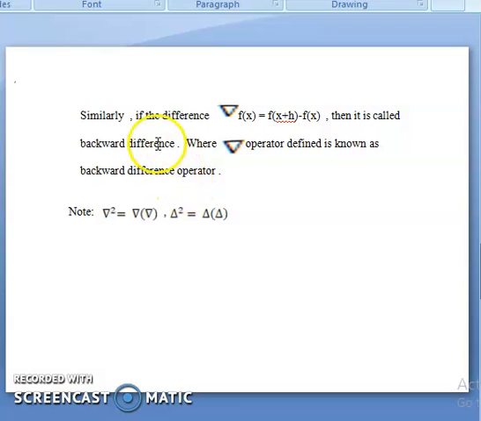Similarly, if the difference is taken in the other direction, f(x) minus f(x minus h), then it is called the backward difference. This is the notation of the backward difference operator. Note that if you have a notation like this, it means del of del x. Suppose this is the backward operator, and this is the forward operator.